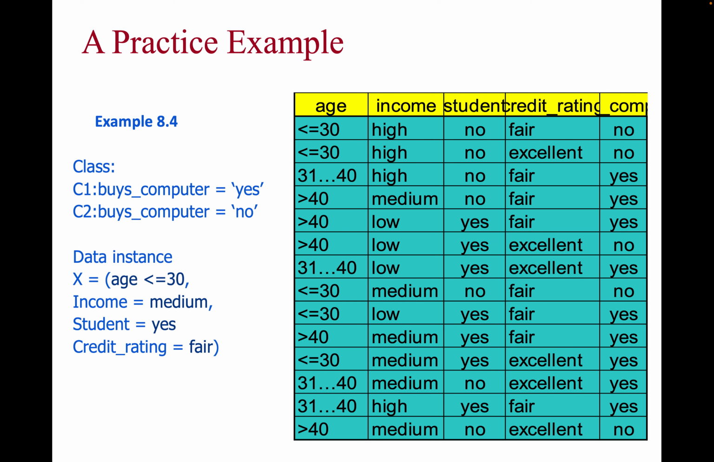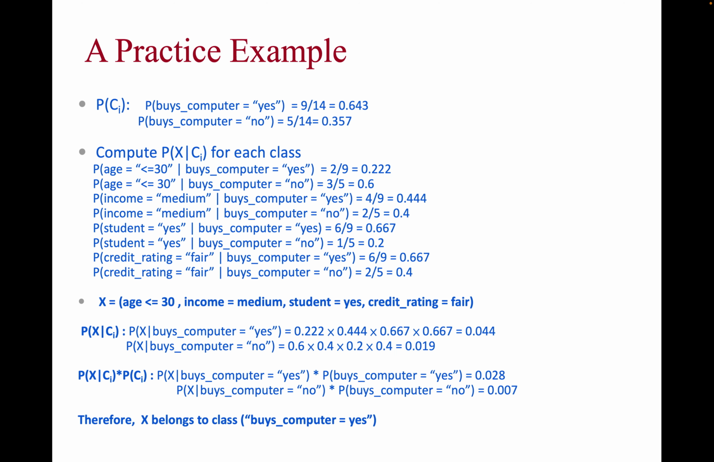Example: class 1, buys computer, class 2. This is something that was given. This we know, so this is the solving.